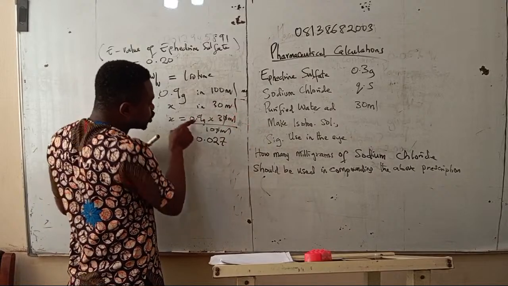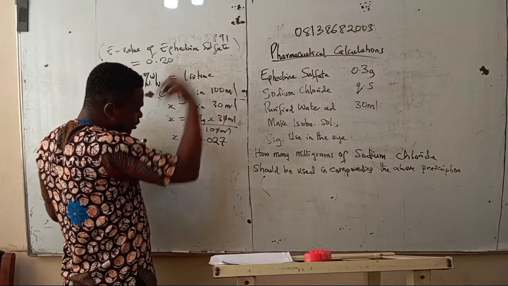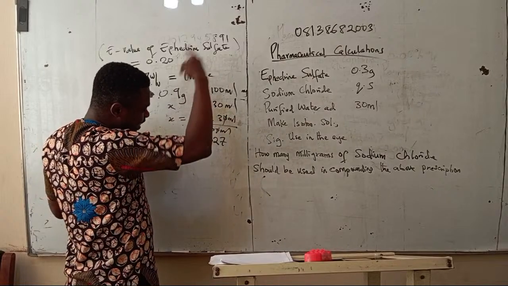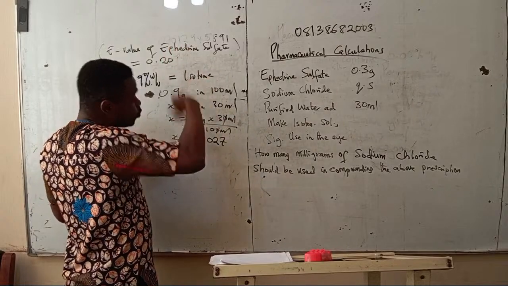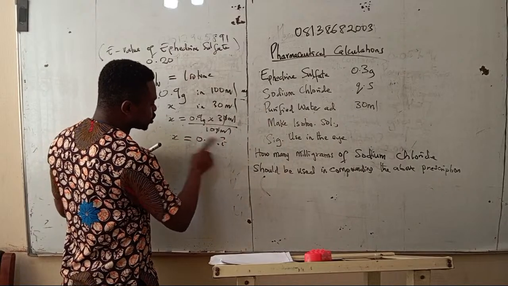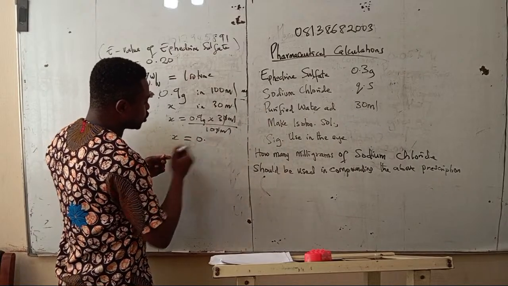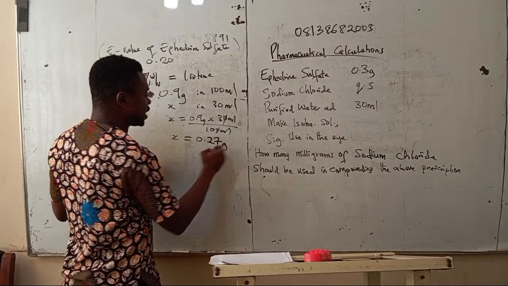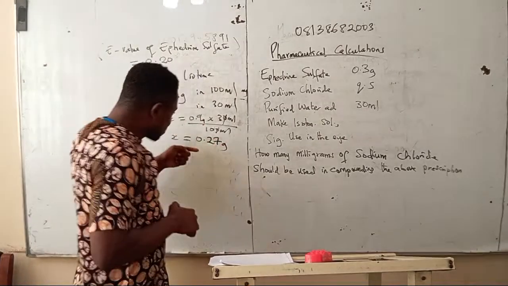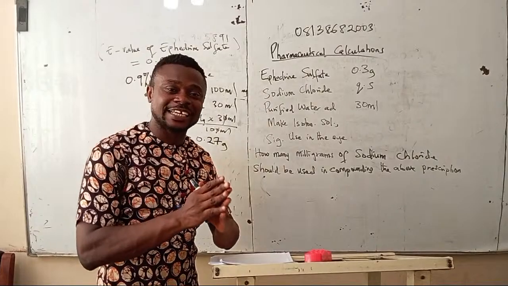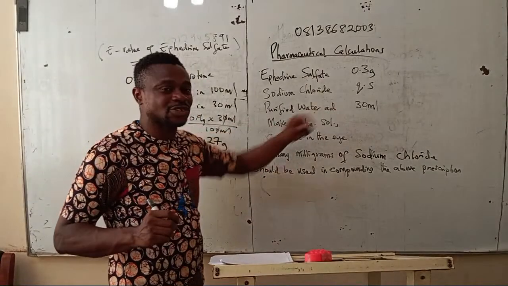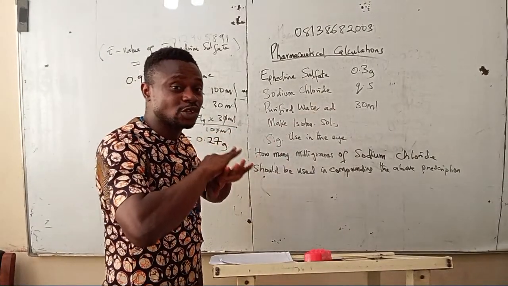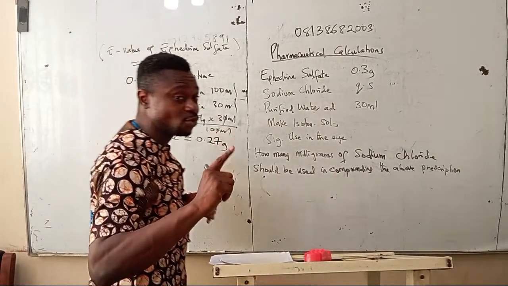Okay, sorry, this should be 0.9 times 3 is 2.7. So divided by 10, this should be what? 0.27. This should be 0.27 gram. So 0.27 gram of sodium chloride in 30 ml solution is isotonic.